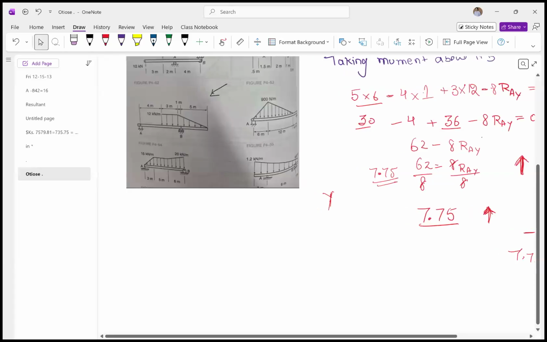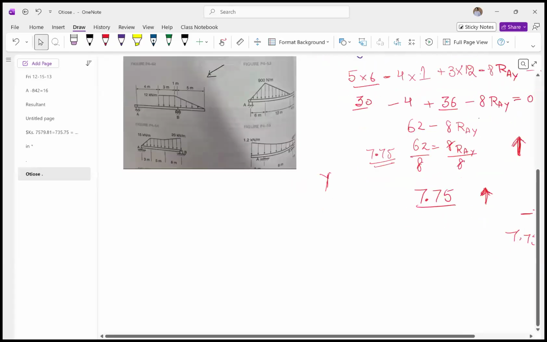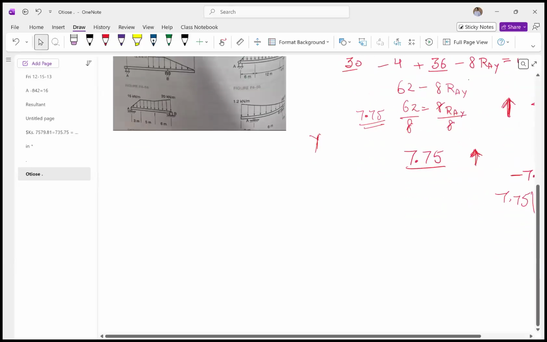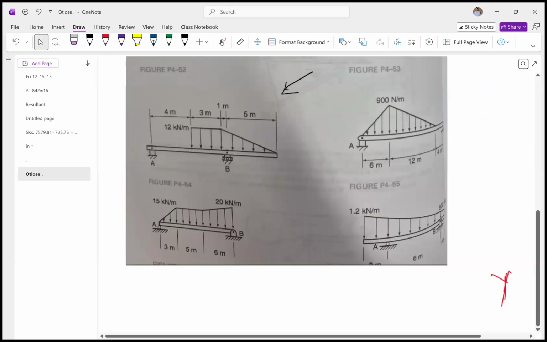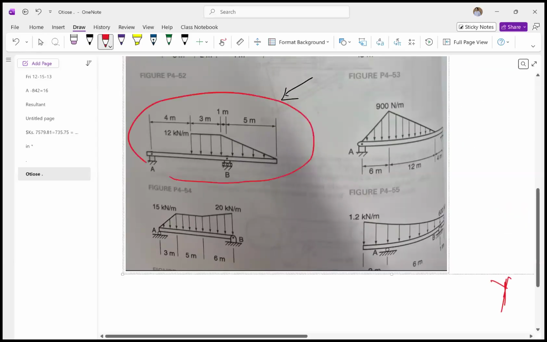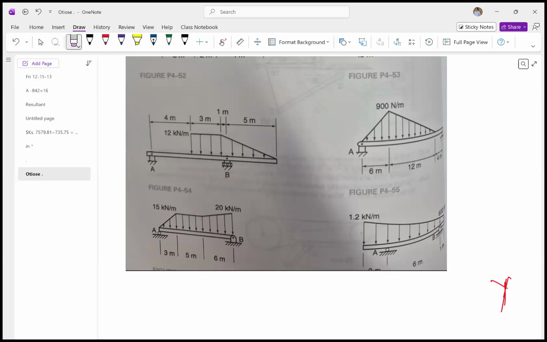All right. Now, the next question we're going to do, that is this one, 4.54. This is the one I'm going to do. And this is a little bit tricky. So what we need to do is convert all this distributed load. This load is distributed over a span. So I need to convert it into point loads so that we can take the moment easily.